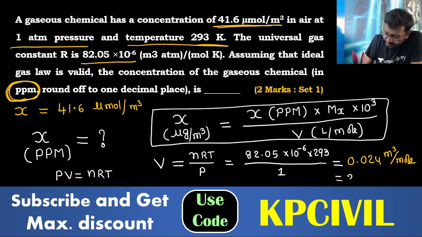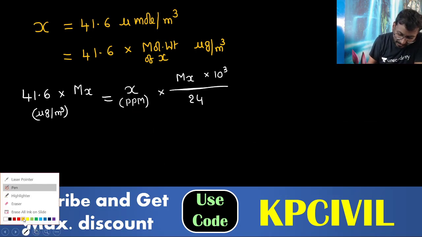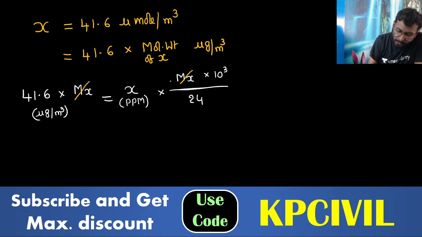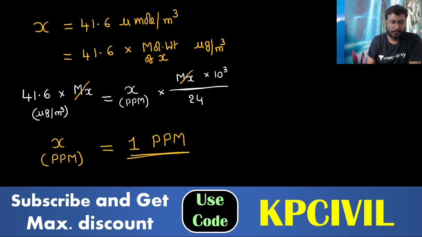We'll convert to liters. 24 liter per mole. So divided by 24. So molecular weight of X and molecular weight of X cancelled. Now you derive X in parts per million. That X in parts per million, you will get the answer approximately nearly equal to 1 ppm.